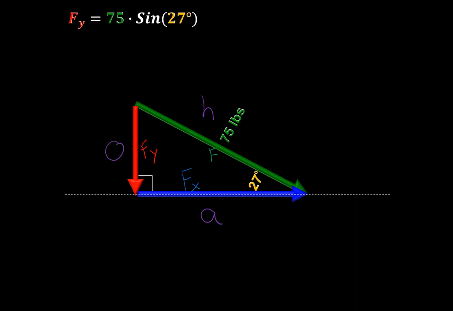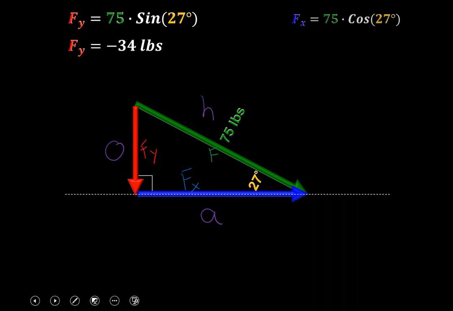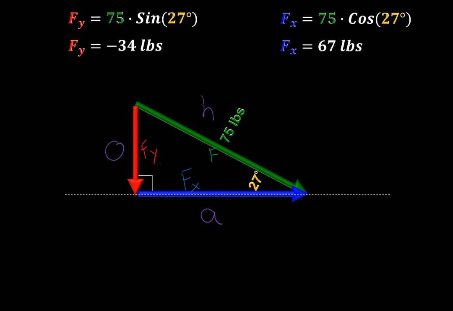You just automatically get your 75 sine of 25, and you get a negative 34. It being negative makes sense because it's going down. For your Fx, you use cosine, you get 67. Again, it's positive because it's going to the right. So 34 of the 75 pounds is going down. 65 of the 75 is going to the right. So the majority of it is going to the right.